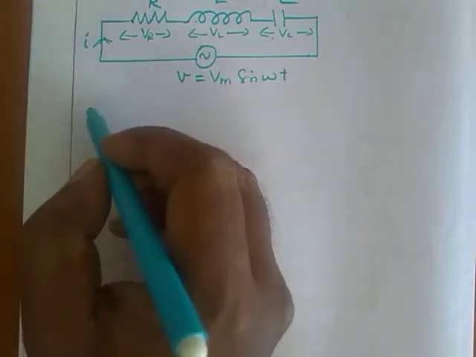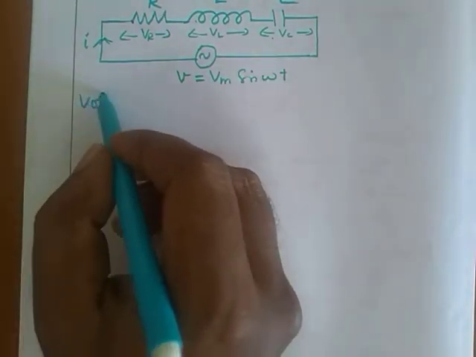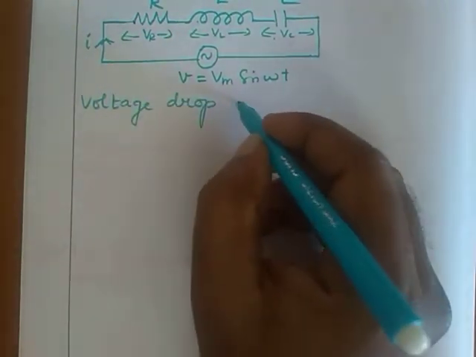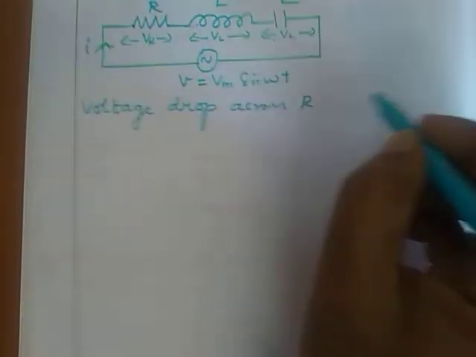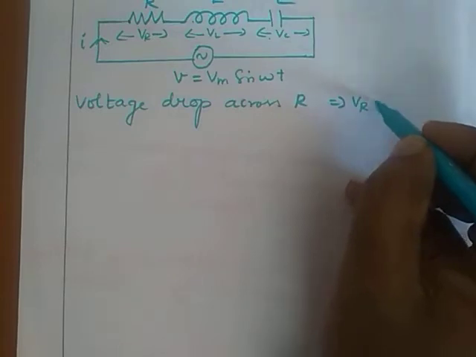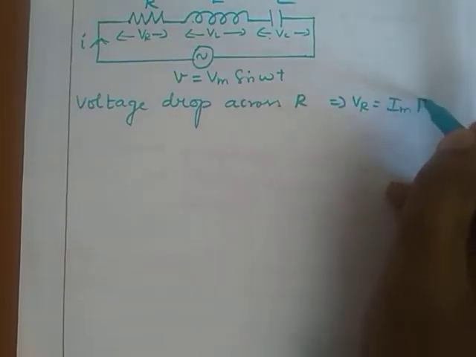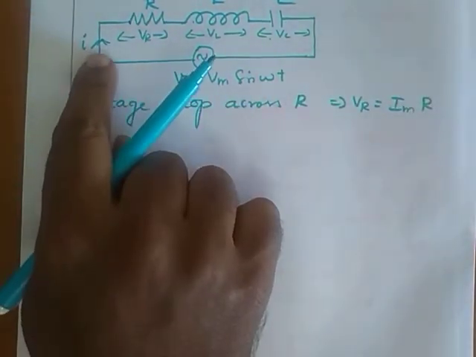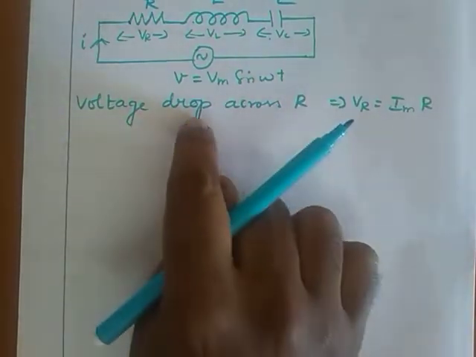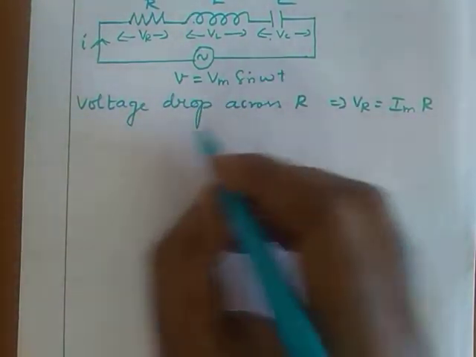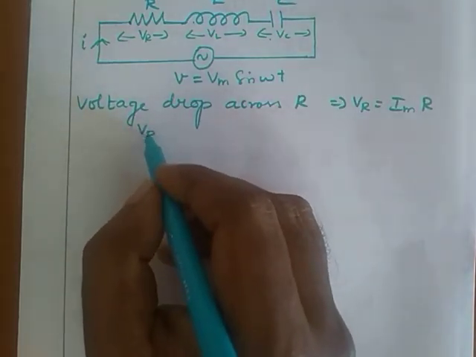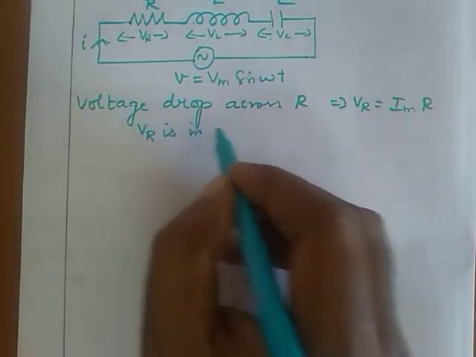Then we can write the voltage drop across R, that is VR, is equal to Im R. For this, the voltage is in phase with the current, we know very well. For the resistor circuit, the current and voltage are in phase. We can write this as VR is in phase with the current I.